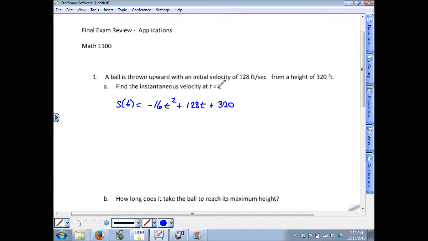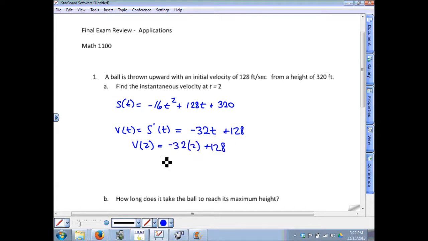To find the velocity at time equals 2, you have to have the velocity function. Well, the velocity function v of t is equal to the derivative of the position function, which is negative 32t plus 128. So if you want to find the instantaneous velocity at time equals 2, it's negative 32 times 2 plus 128. That's equal to 64 feet per second.